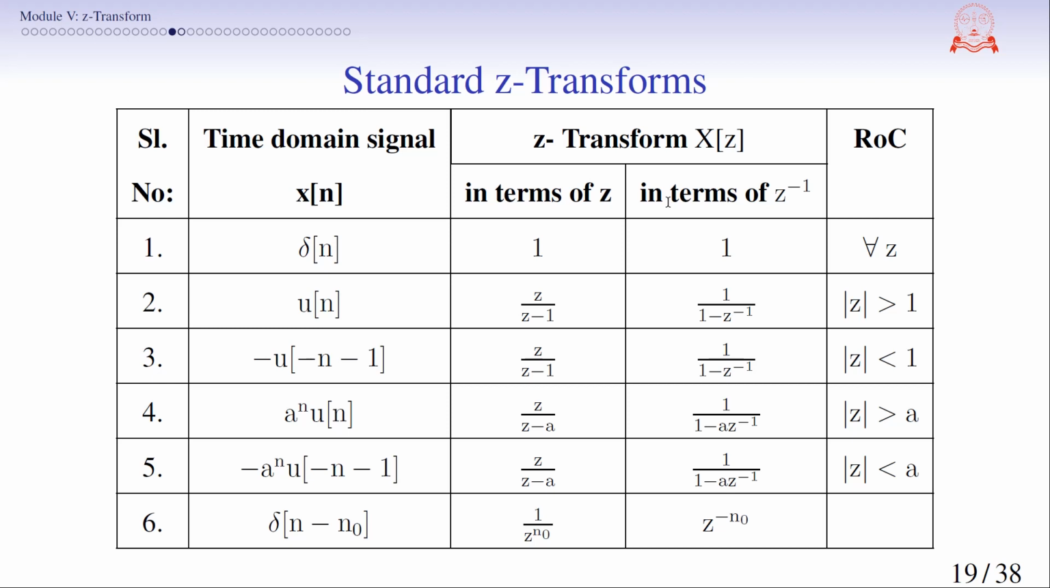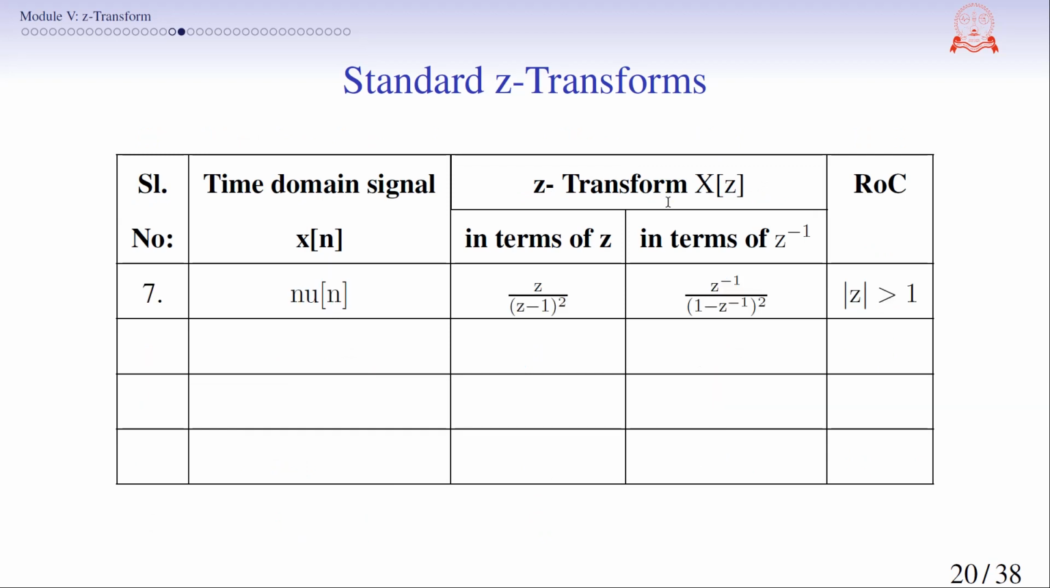For the shifted impulse signal, if the shifted value is n naught, then the Z transform is 1 upon Z raised to n naught, or we can write in the negative powers as Z raised to minus n naught. Here, the region of convergence is the entire Z plane except 0 if the value of n0 is greater than 0, and the region of convergence is the entire Z plane except Z equal to infinity if the value of n0 is less than 0.